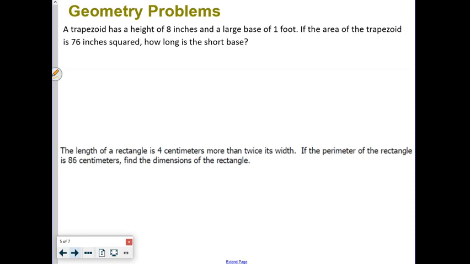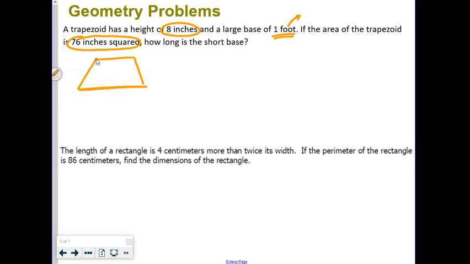So since this is a problem about a shape, I would draw a picture. So if you recall, a trapezoid looks like this. You don't have to draw it to scale, but you should draw the right things in the correct spot. So 1 foot is the large base, that's the bottom part here. And I noticed that all the other dimensions are in inches, 8 inches, 76 inches squared, and it's labeled like that because it's area. But this is 1 foot.